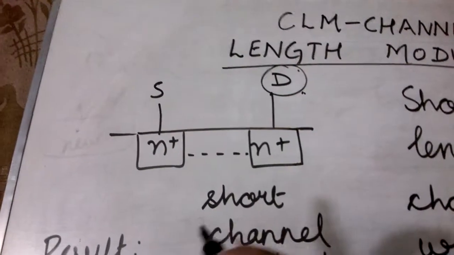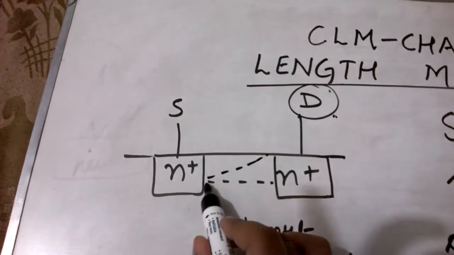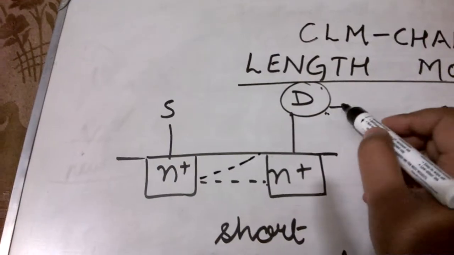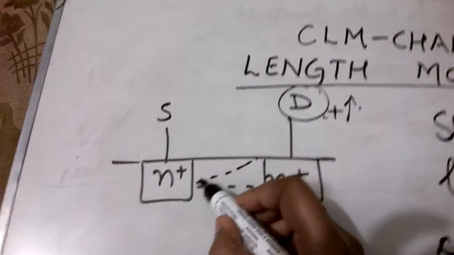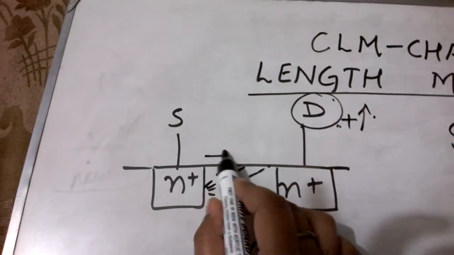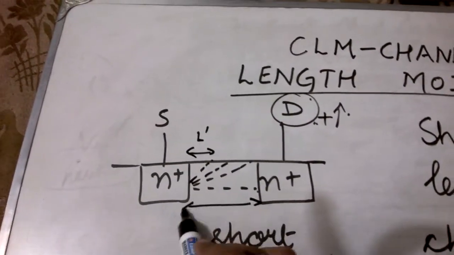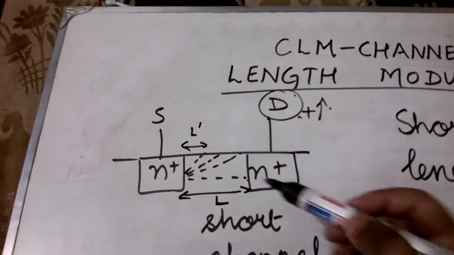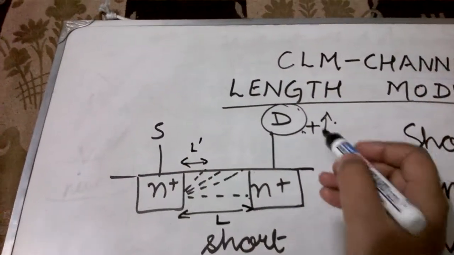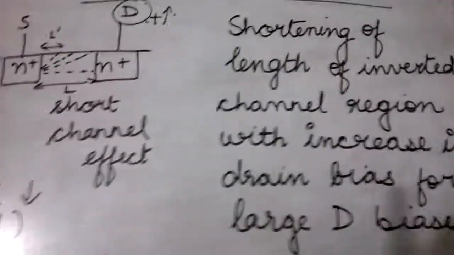Now, how this shortening of length occurs, I'll draw it here by a dotted line. So earlier your channel was like this and now it becomes like this. If you keep on increasing this drain voltage, then this channel keeps on shifting like this. So effectively now the length is this much, that is L dash. Earlier it was this much, that is capital L. So you can clearly see that the length of the channel is decreasing as we keep on increasing the drain voltage.